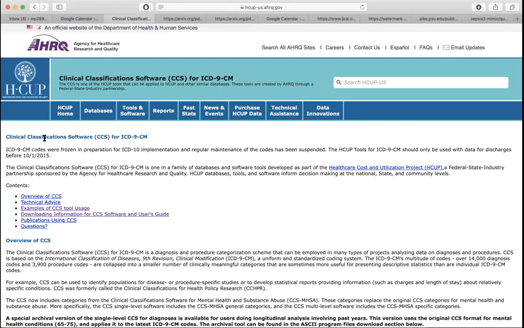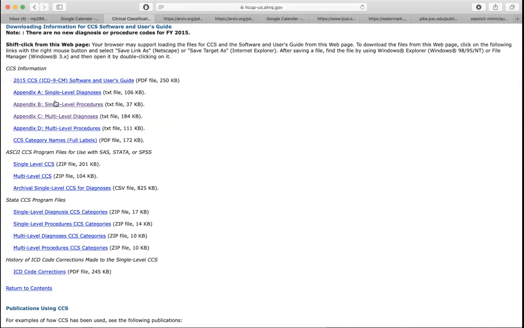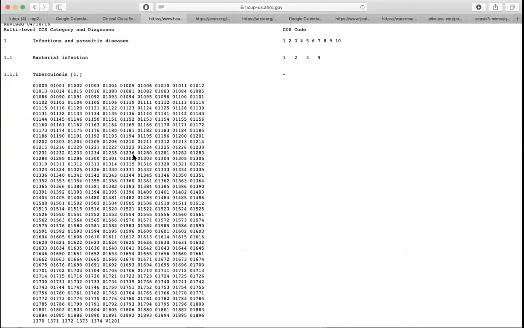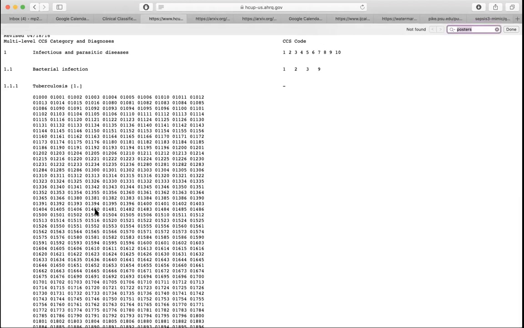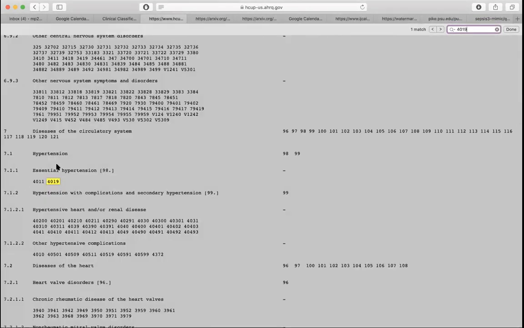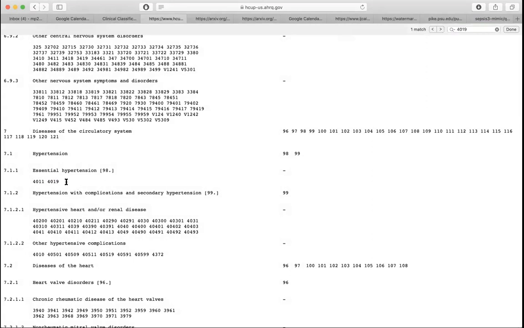There's something called Clinical Classifications Software, CCS, for ICD-9. We click this one, and we go to multi-level diagnosis. Then there's a mapping table from each ICD-9 code to a CCS code, ICD-9 diagnosis code to CCS. Let's look up 401.9. ICD-9 401.9 belongs to 7.1.1 in the CCS hierarchy, called essential hypertension. And 7.1.1 belongs to 7.1, which is hypertension. And 7.1 belongs to 7, which is diseases of the circulatory system.